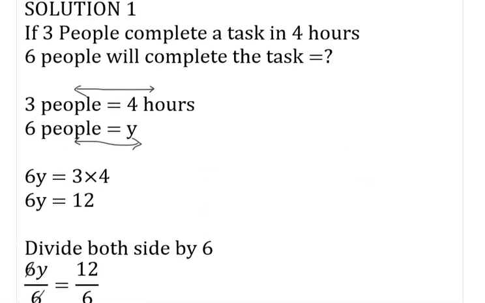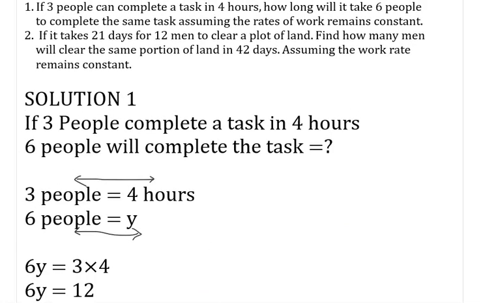Let's see what the question is saying. If it takes 21 days for 12 men to clear a plot of land, find out how many men will clear the same portion of land in 42 days, assuming the work rate remains constant. As one quantity increases, the other decreases. So we'll go through the same process.